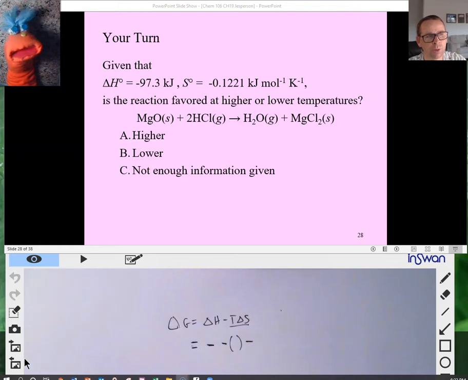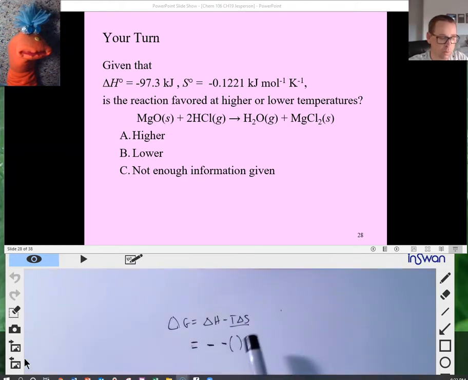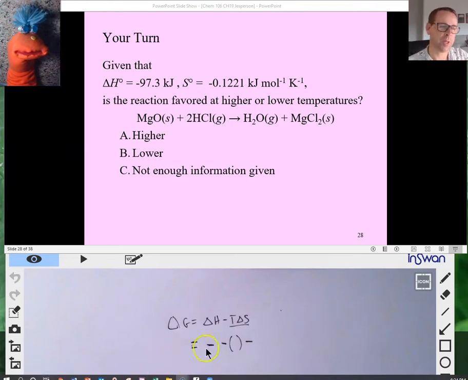I thought reactions were favored at higher temperatures. Well, that's kind of what we're seeing here, is that it depends on whether the delta S is a large positive value, or in this case it's a negative value. If it's a negative value, then at large temperatures, this component will contribute a large positive value, decreasing the likelihood of delta G being negative. So, for this reaction, delta G is going to be negative at lower temperatures. So at different temperatures, your T delta S contribution can change.